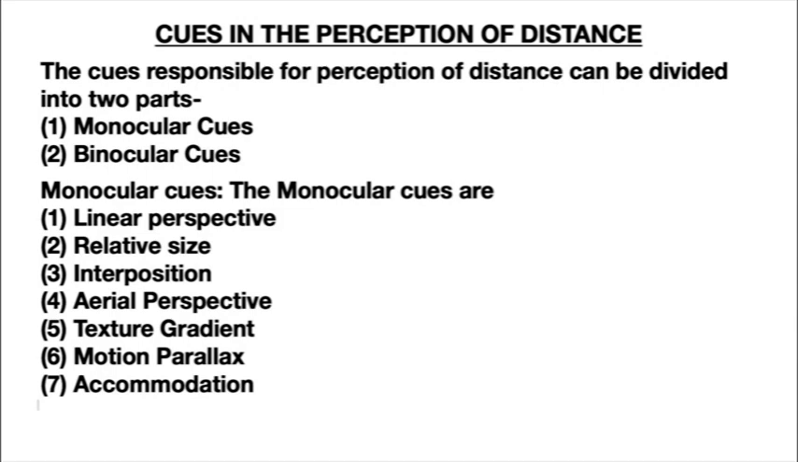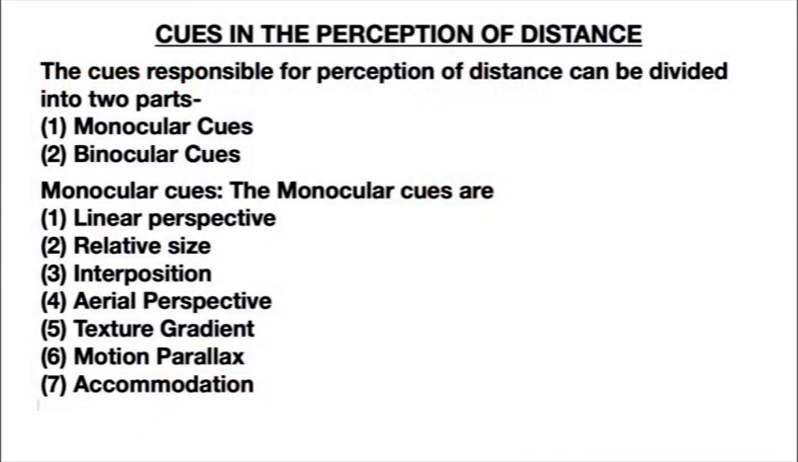The cues responsible for perception of distance can be divided into two parts: monocular cues and binocular cues. Now, you just go to my previous lecture where I talked about the perception of depth. In the perception of depth, we talked in detail about the monocular and the binocular cues. You must be recalling that I even illustrated that with a figure.